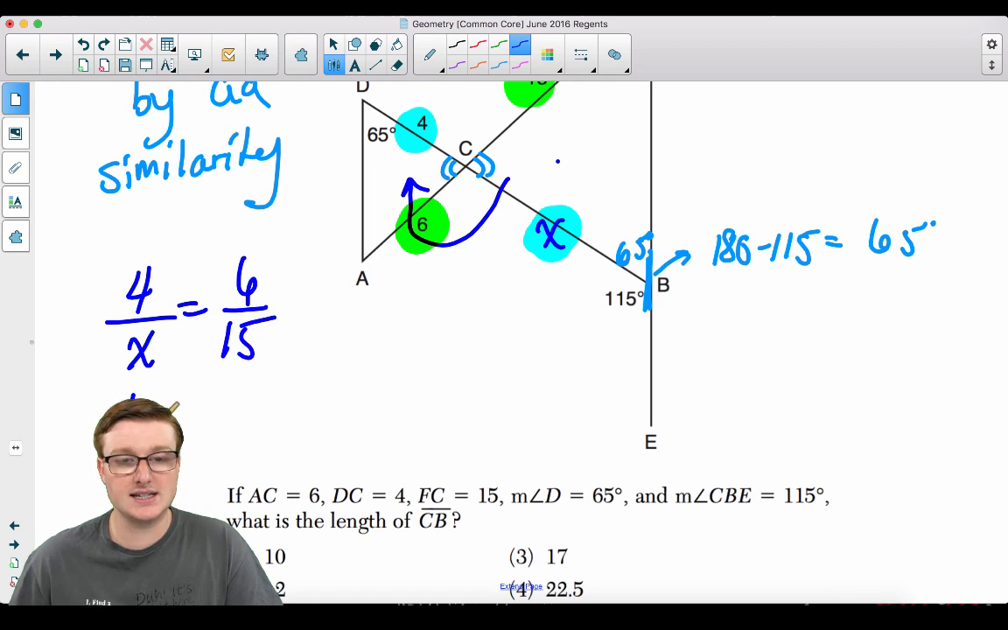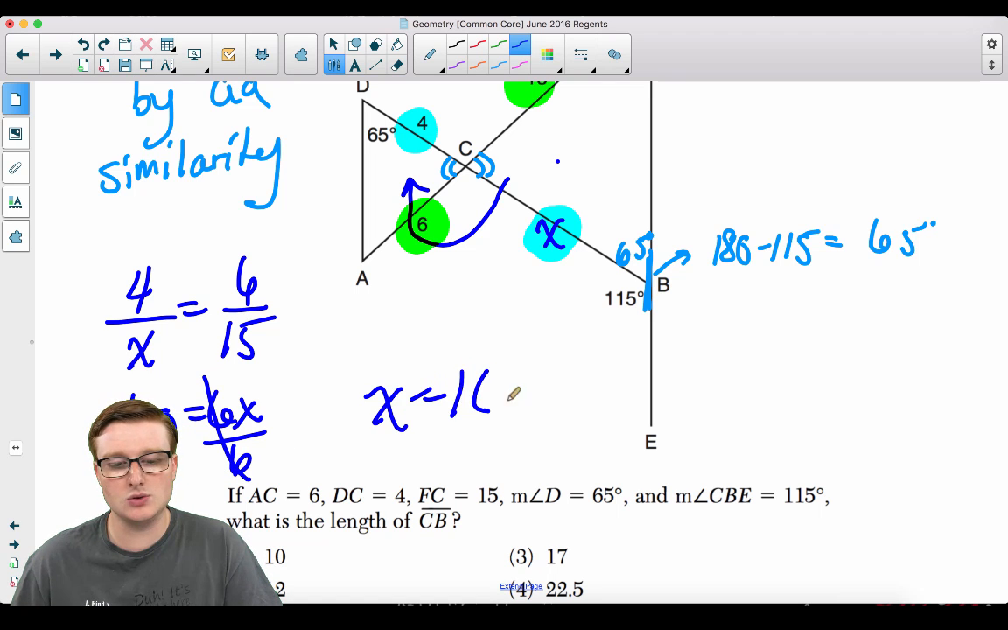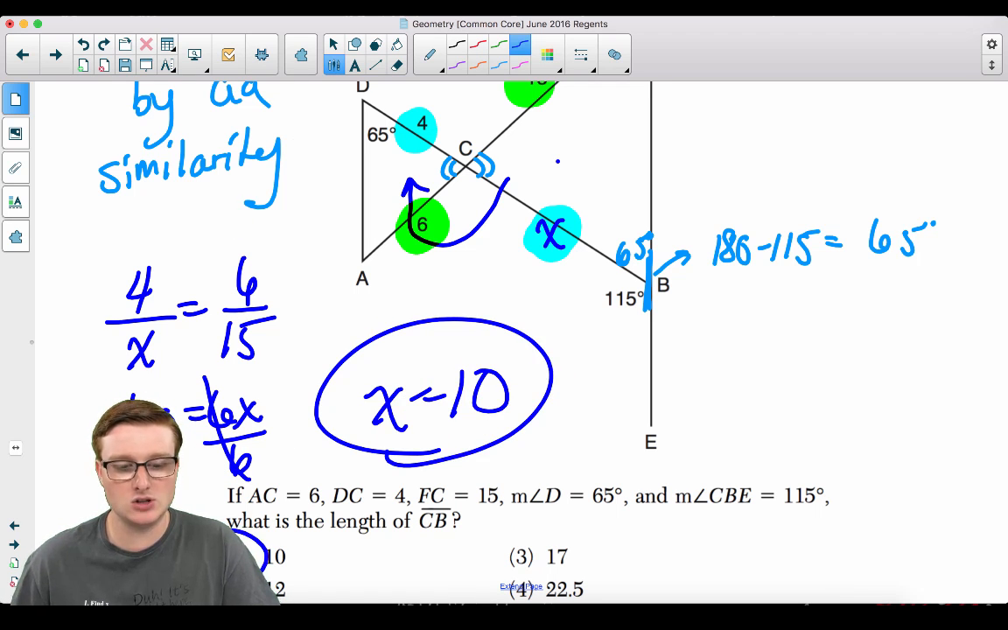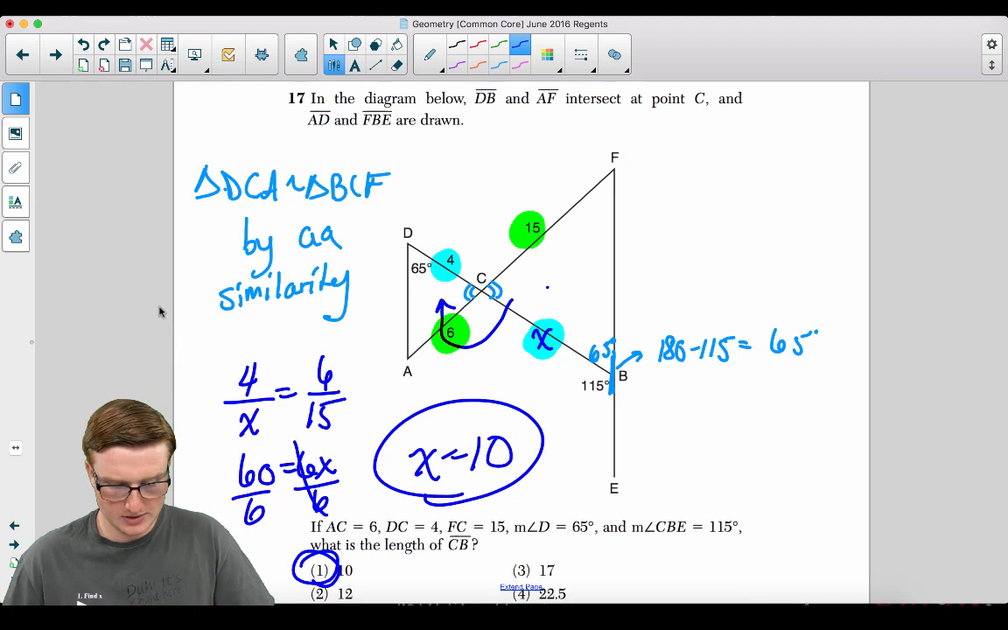Now we're going to cross multiply. 15 times 4 is 60, is equal to 6x. Divide by 6 on both sides. You get x is equal to 10, which is the length of CB. So that is going to be choice 1. All right. That's how you do question number 17.